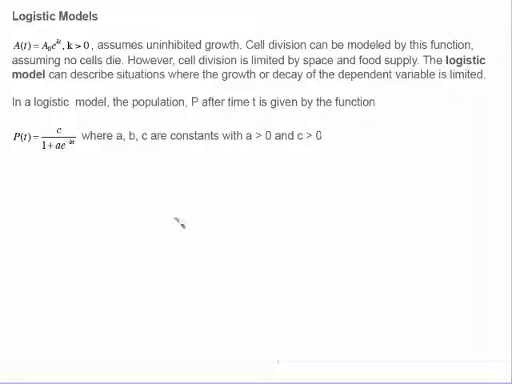This is the second video in section 5.8, which covers exponential growth and decay models. This is one more model to look at and is known as the logistic model. And the reason for it is this idea right here.